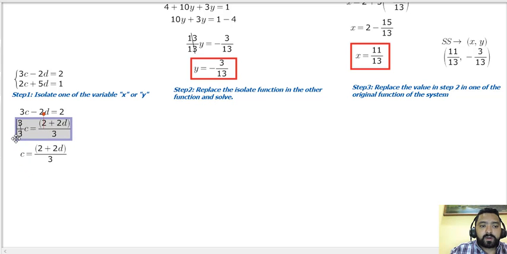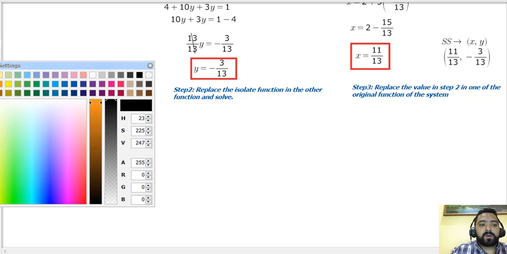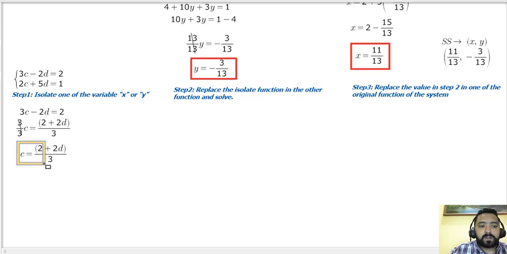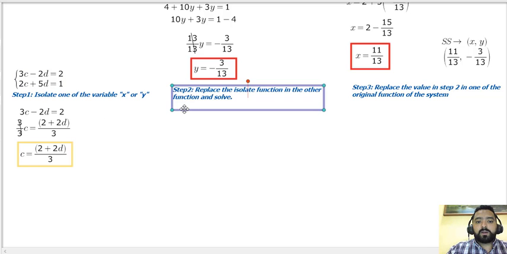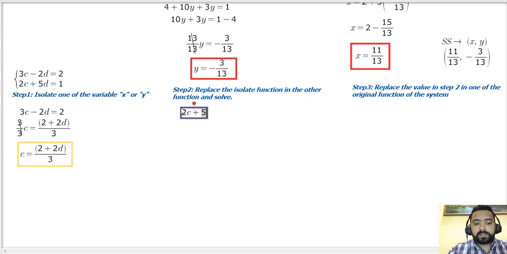Now, this value you are going to replace in the second step. Okay, in the second step you are going to replace this value, c equals 2 plus 2d over 3. How? You are going to take this one here, and you are going to replace the value for c. It's like that: 2c plus 5d equals 1, and then you're going to replace the value for c.